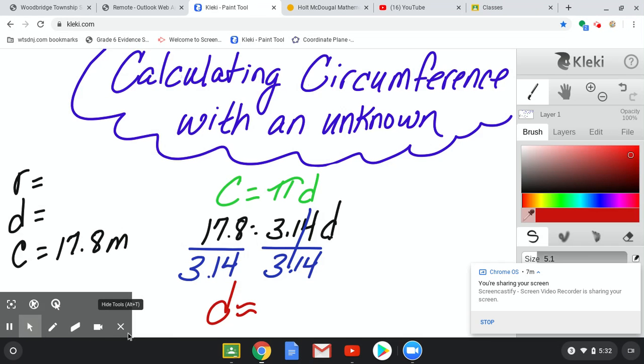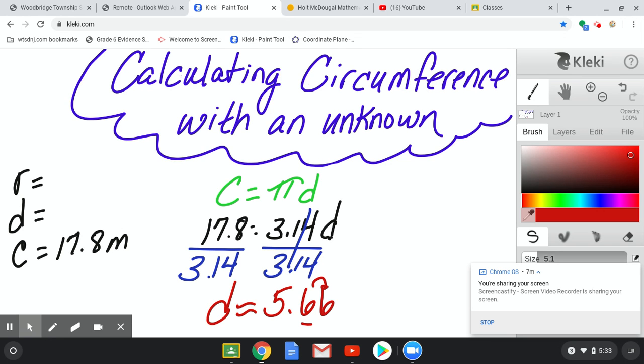Now in this case, when I actually divide these two, I get a pretty long number. It's 5.668, but I'm going to stop at 5.66 because I know that the directions told me to round to the nearest tenth. So if I'm rounding to the nearest tenth, my diameter here would be approximately 5.7 meters. All right, so my diameter is 5.7 meters.